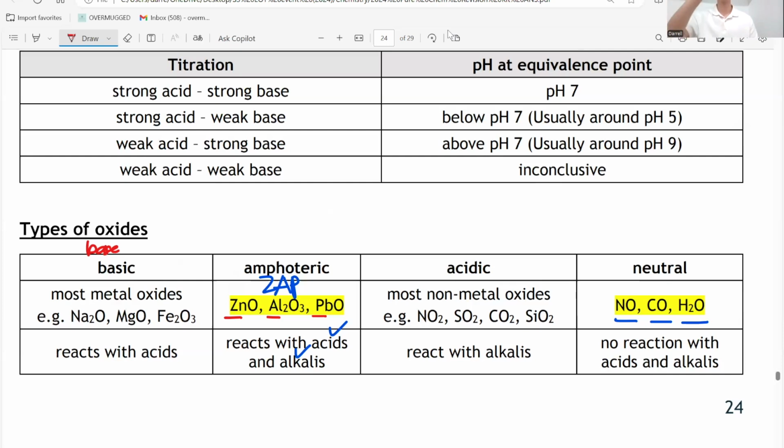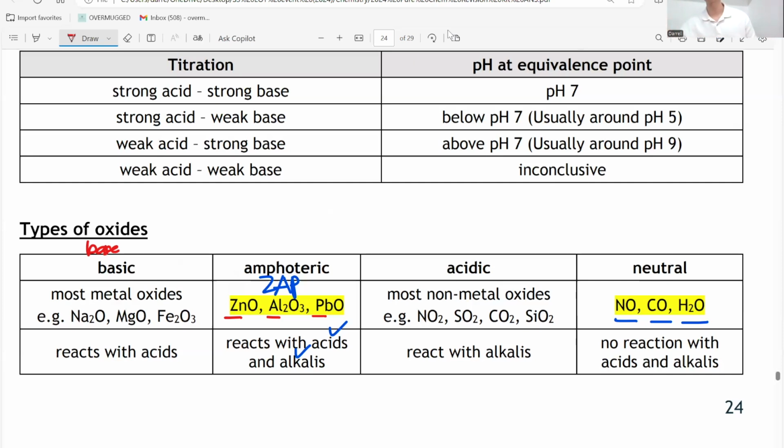So neutral oxide, there's actually 3 of them: NO, CO, H2O. NO is neutral. NO2 is acidic. CO is neutral. CO2 is acidic. So don't get confused here.